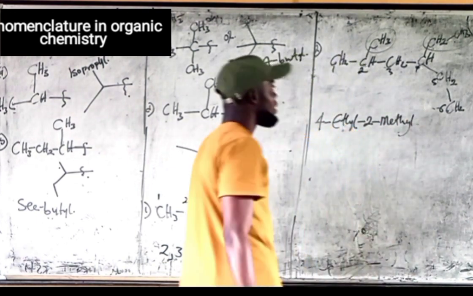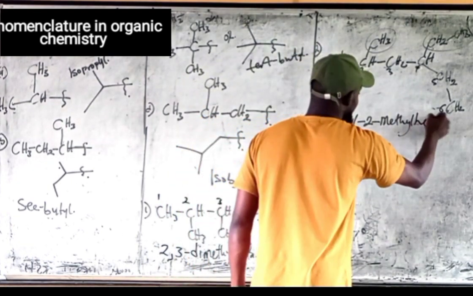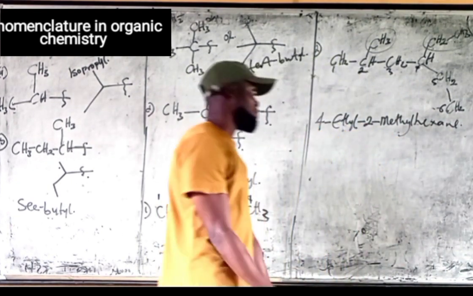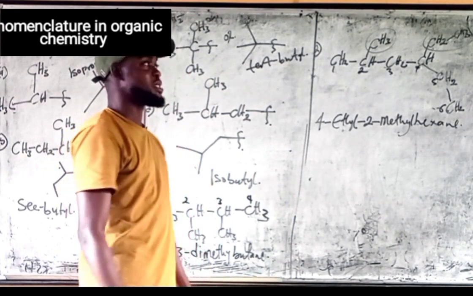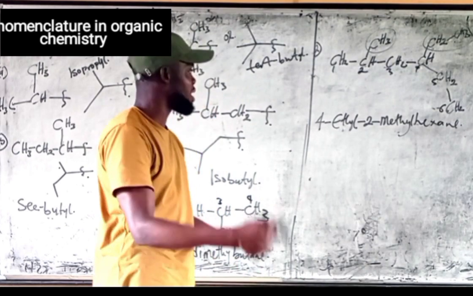We have 6 carbons, 1, 2, 3, 4, 5, 6. And 6 in organic compounds means hexane. In the alkane stage, we call it hexane, number 6. So 6 carbon atoms will give you hexane in the alkane stage. That's why I said you should also look at homologous series.